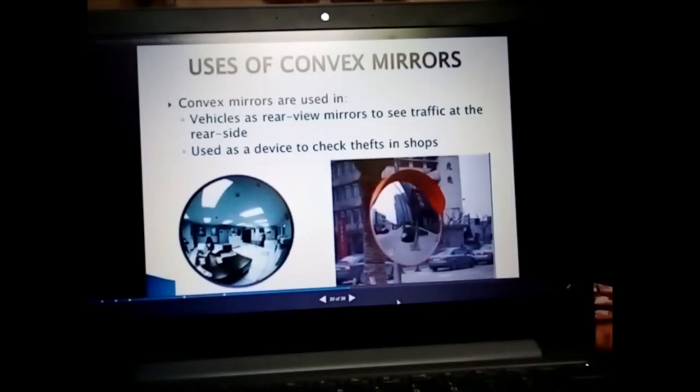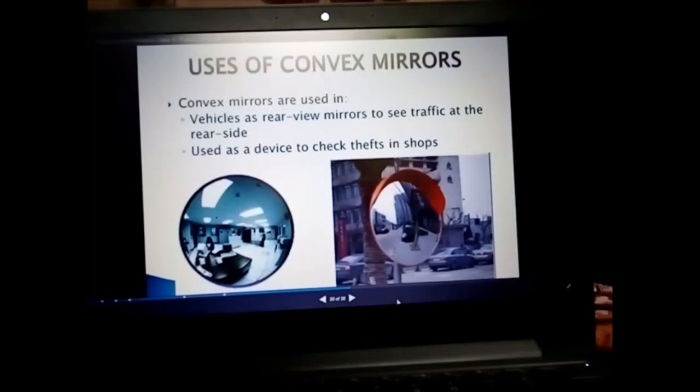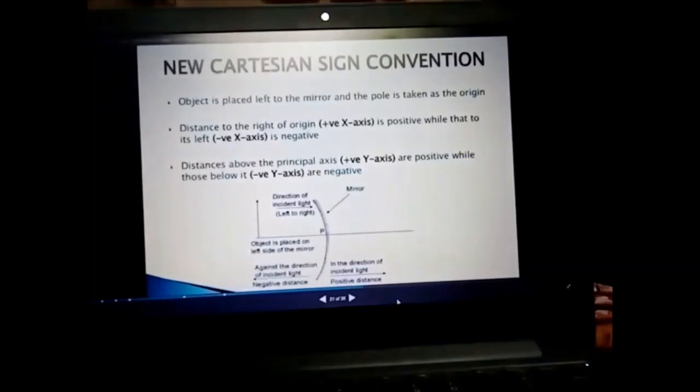The second use of this convex mirror is that it is used as a device to check theft in a shop. So it is also used as a device to check the thief who is coming into any of the shops, or it is attached with the camera also. So these are the two uses of convex mirror.